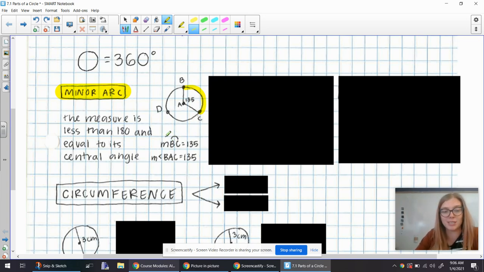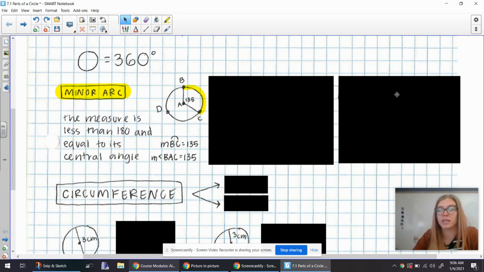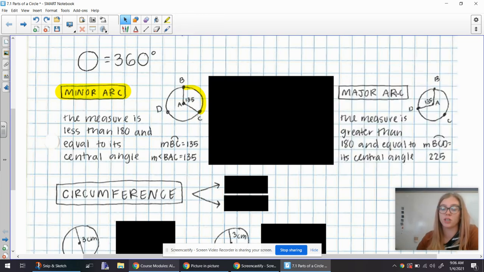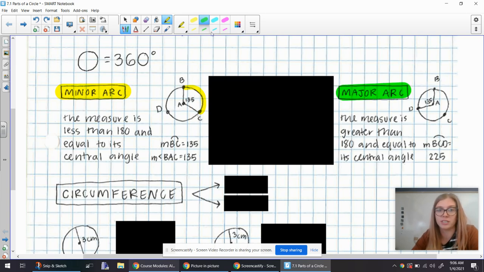We use this little rainbow symbol above the points to name the arc. Minor arcs that are less than 180 can be named with 2 points. But when we look at other arcs, you'll notice that they're named with 3 points. That shows which direction around the circle we go. So we'll start with minor arc, and let's actually go over to major arc. A major arc is the opposite of a minor arc. So if a minor arc is less than 180 degrees, a major arc is greater than 180 degrees.